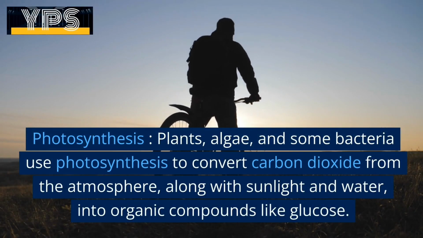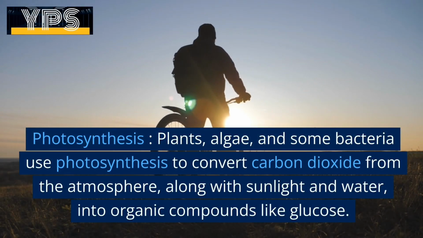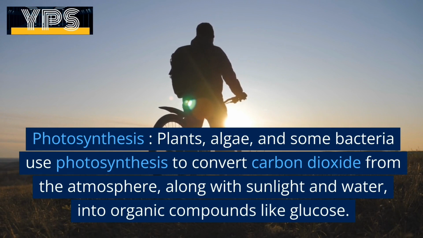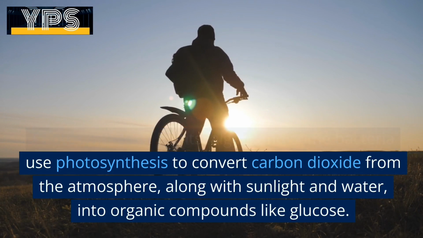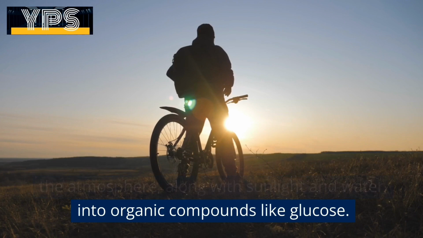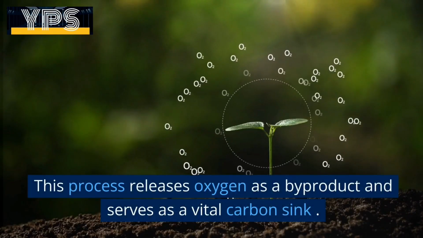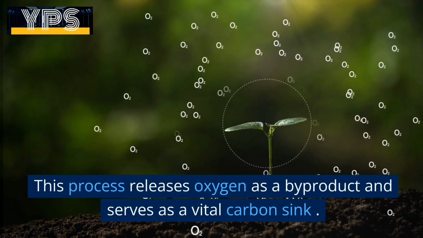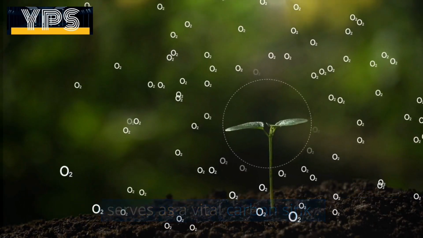Photosynthesis. Plants, algae, and some bacteria use photosynthesis to convert carbon dioxide from the atmosphere, along with sunlight and water, into organic compounds like glucose. This process releases oxygen as a byproduct and serves as a vital carbon sink.